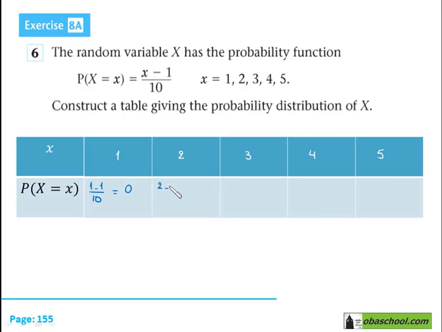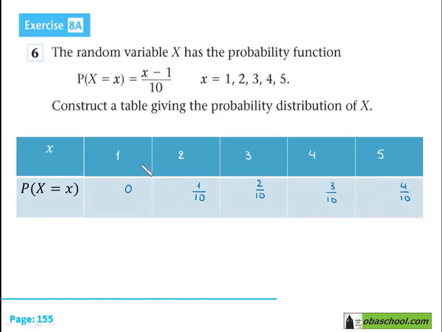When x is 2, (2 minus 1) over 10, the answer is 1 over 10. Then we have (3 minus 1) over 10. The answer is 2 over 10. Here we can simplify or we can leave it like this. Okay, let's move to the next value. (4 minus 1) over 10. The answer is 3 over 10. And finally, (5 minus 1) over 10. The answer is 4 over 10. This is how the probability distribution will look like.